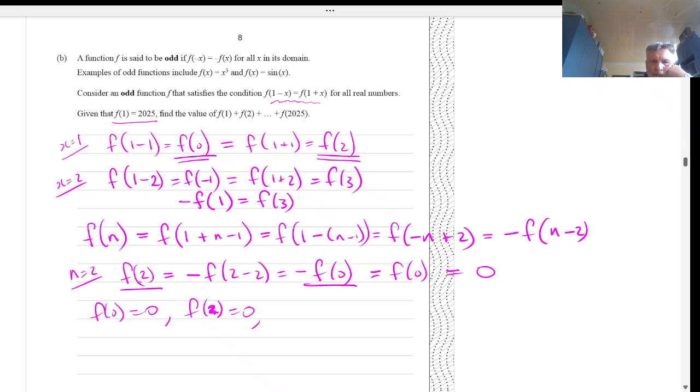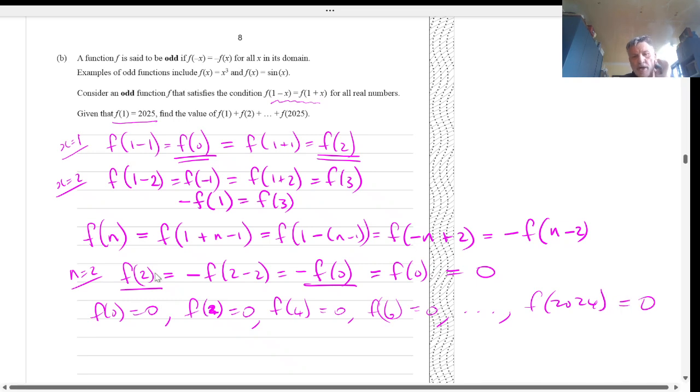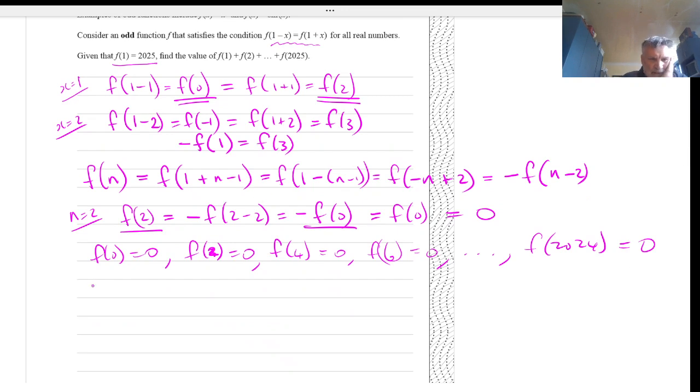And here, every value is the negative of the one 2 below. So that will mean f of 4 is 0, f of 6 is 0, and that goes all the way up to f of 2024, which will be 0. So half of our sequence I can add up pretty quickly and get 0. The other half, a value is the negative of the one 2 before.